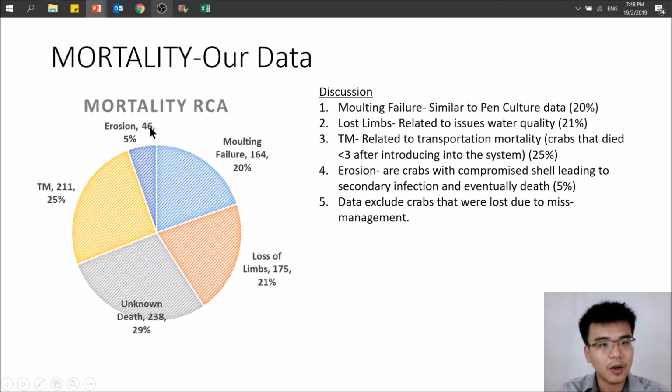And lastly, the smallest part is erosion. This is probably due to what we call shell disease, where bacteria slowly erode the shell, eventually causing secondary infection and killing the crabs.